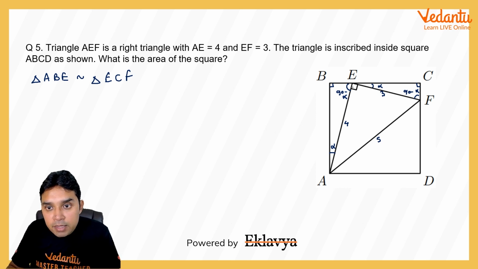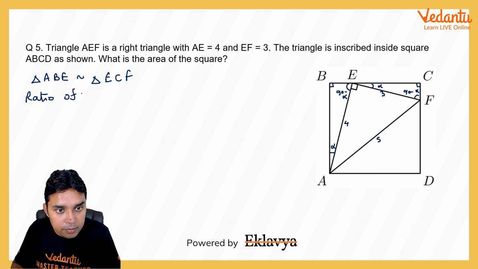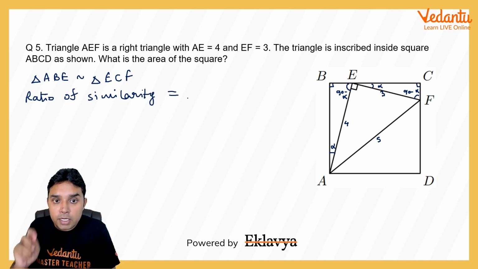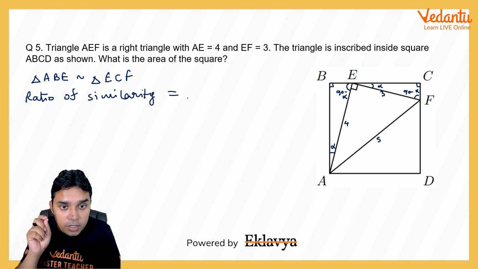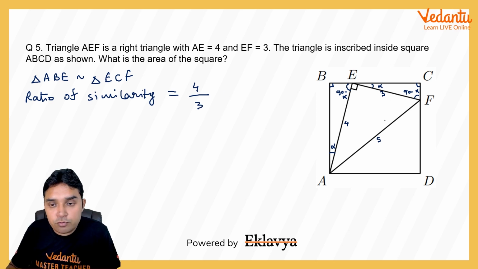In these triangles you can see the side opposite to 90. So for the ratio of similarity, I am writing the length of corresponding sides which are opposite to 90 in both the triangles. So you can see opposite to B it is 4 in the triangle ABE, and in the other triangle opposite to C it is 3. So the ratio is 4 upon 3.